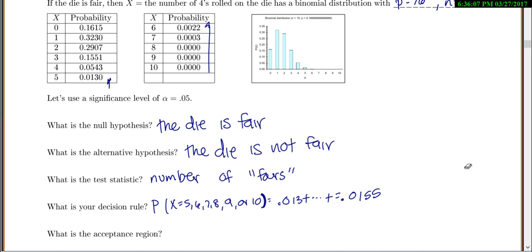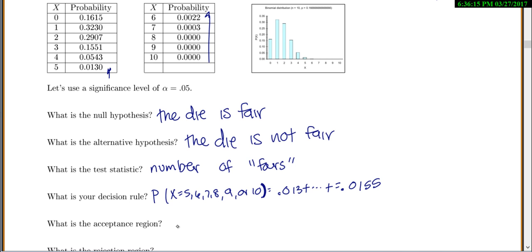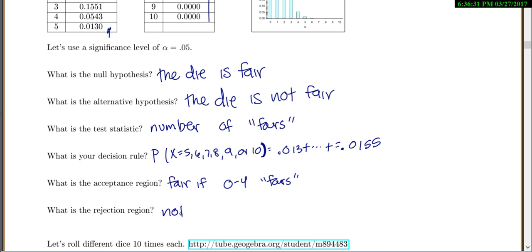So if I want to make sure I stay under the 5%, then we'll only want to reject if it's true for these numbers. So our acceptance region is we'll think it's fair if we get 0 to 4 4s. And we'll think it's not fair if we get 5 to 10 4s. So again, we picked this decision rule so that the probability of deciding it's not fair when it really is fair is less than 5%.